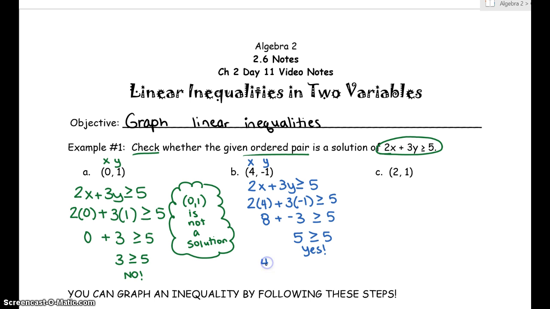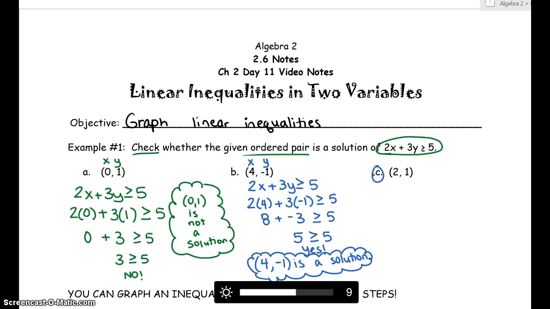Therefore, we can say the following. 4 comma negative 1 is a solution. Yes, it works. Yes, it's a solution. So that's our final answer. Alright, I want you to go ahead and try C. Pause me really quick, try it out, see how it goes, and we'll look at the answer in just a second. Just kidding, in class.